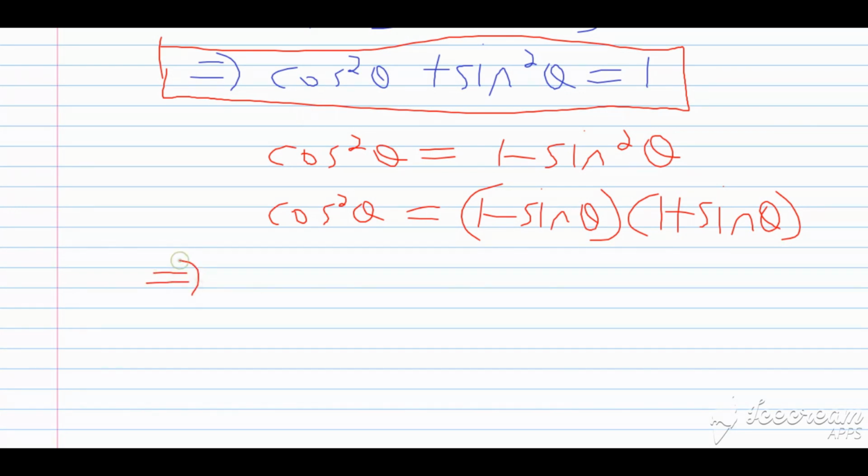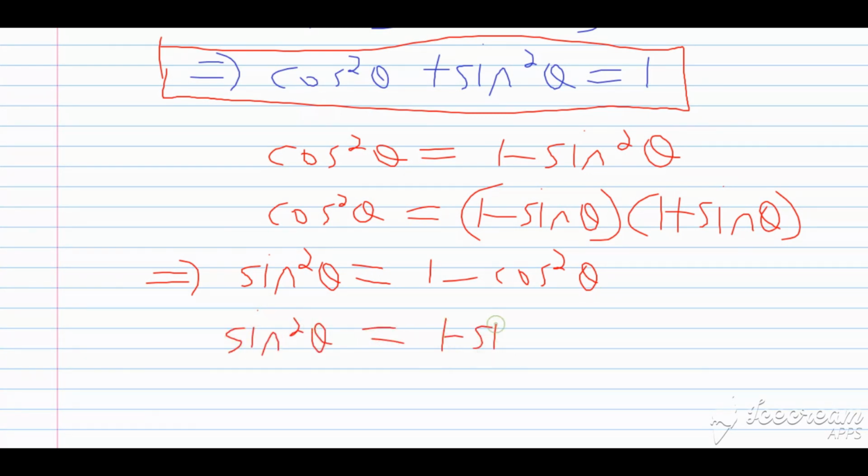Likewise, if I were to transpose a sine squared theta, this would become 1 minus the cosine squared of theta, which I can also say that sine squared theta is equal to 1 minus cosine theta into 1 plus the cosine of theta. Alright, so there are so many manipulations that you can have for this single identity.